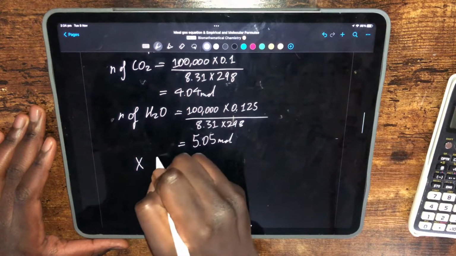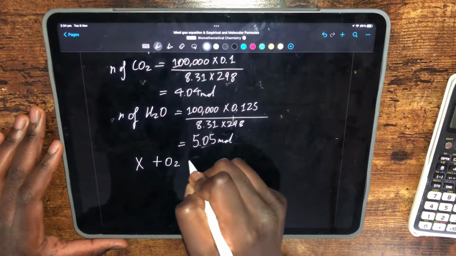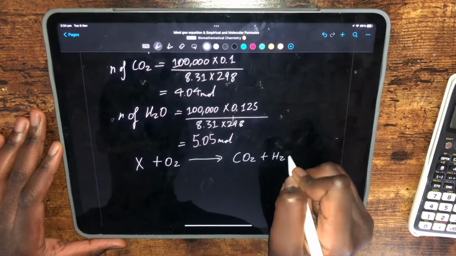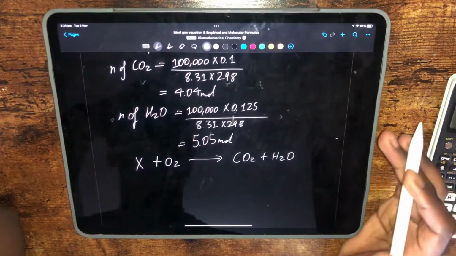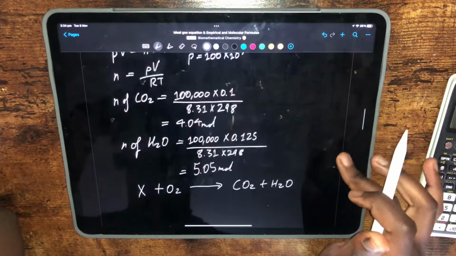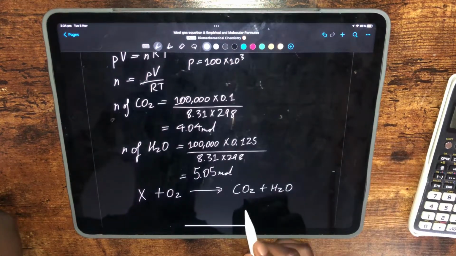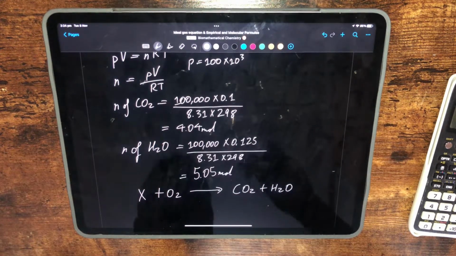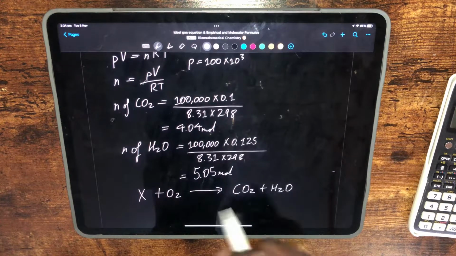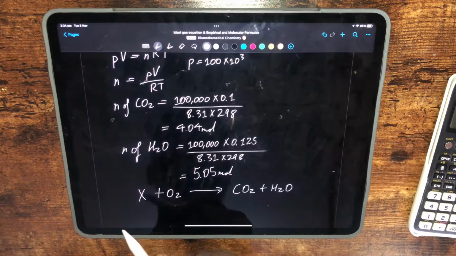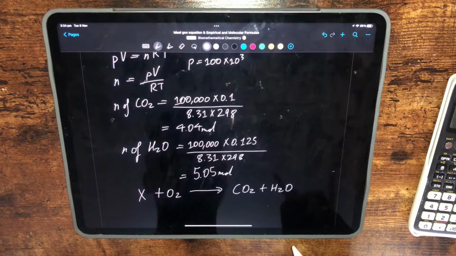So X plus O2 forms CO2 plus water. Alkanes only have carbon and hydrogen, so we care about the moles of carbon and hydrogen. Because we're only forming CO2 and H2O, we don't care about the oxygen. The number of moles of carbon is the same as the number of moles of carbon in the alkane, and the number of moles of hydrogen will be the same as in our alkane.